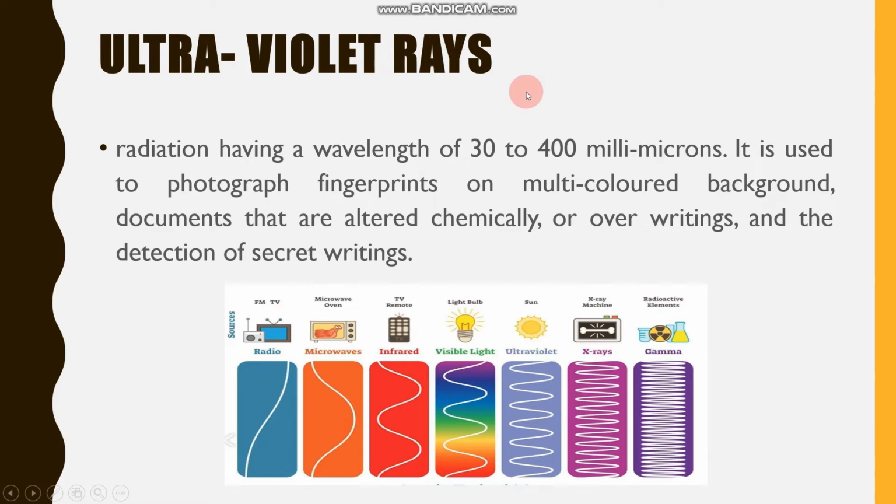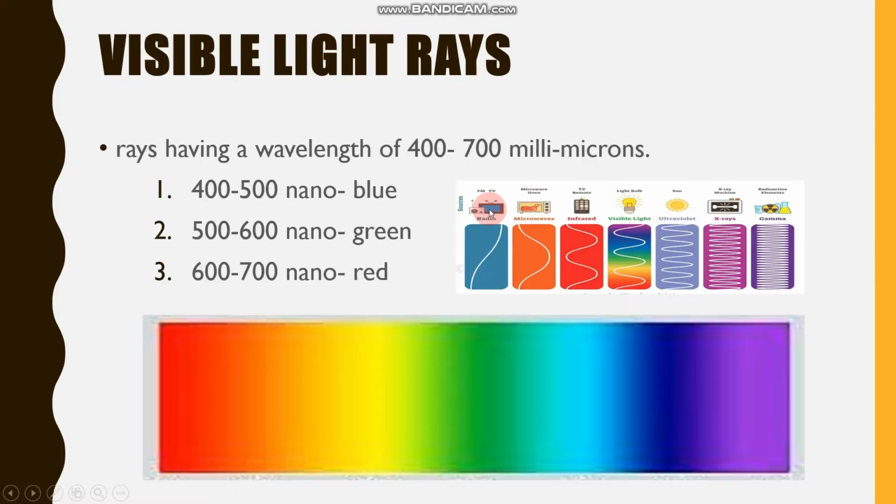And then, one good example ng ultraviolet rays ay yung nanggagaling sa init ng araw na nagko-cause sa atin ng sunburn. So, yun naman yun. In relation again to our field, ito yung use niya sa fingerprint and then dun sa mga altered documents and then other secret writing. So, that is for the UV rays.